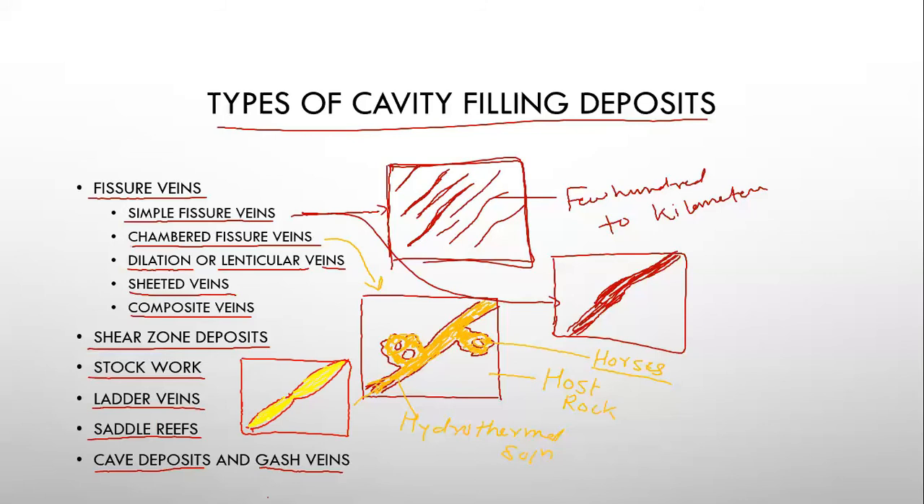So it is lenticular in shape, and this type of fissure vein, obviously it is a fissure vein. In this fissure vein, the hydrothermal solution will enter and will crystallize, and this type of deposits are nothing but lenticular or dilation deposits. There will be several lenses, and one lens is disconnected from the next. You can see here it is a little bit disconnected, or there is narrowing. So there will be continuous disconnected lenses in dilation or lenticular veins.